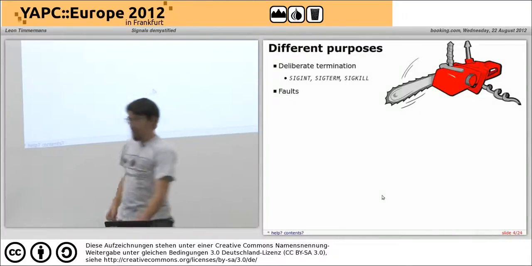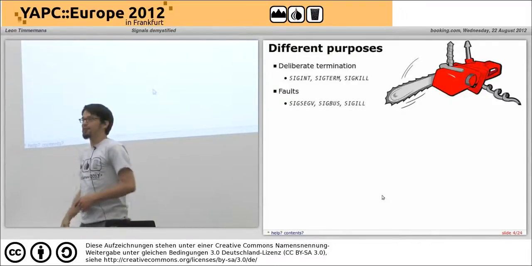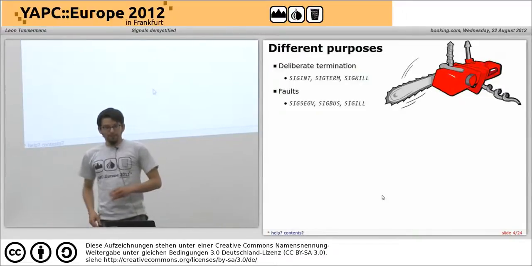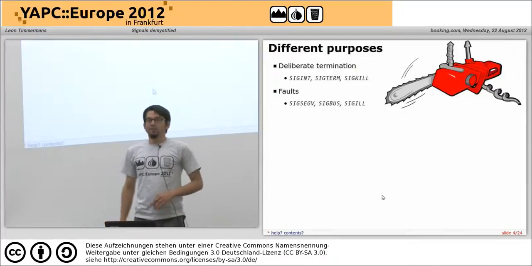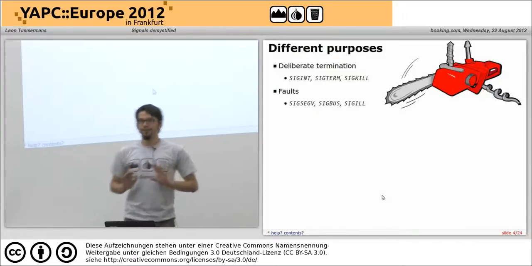Then there are faults. The best known example of that would be the segfault. I think all of you know that and hate that. These signals can generally not be handled in any meaningful way. Your process must die. Not soon, it must die now.